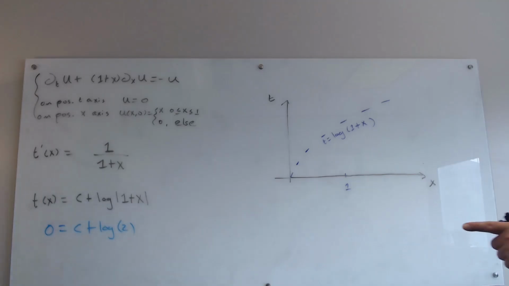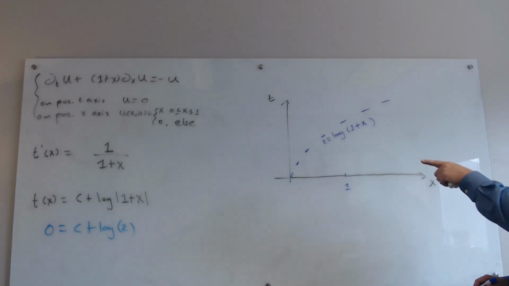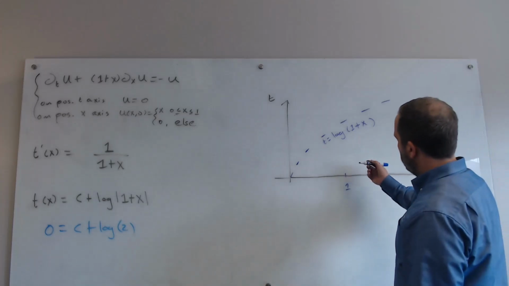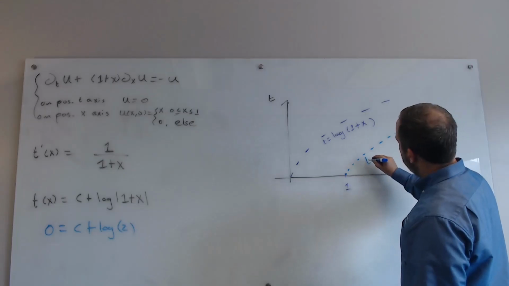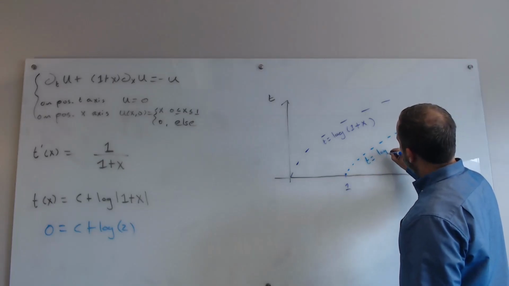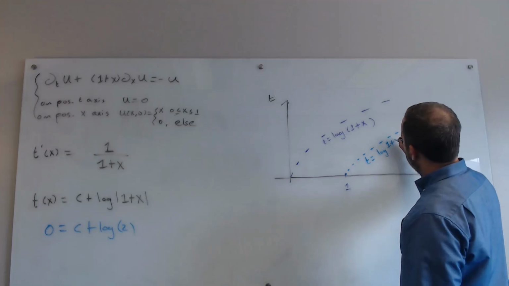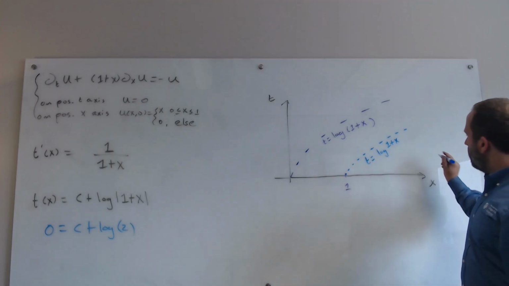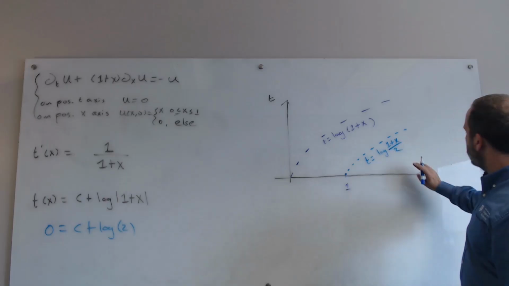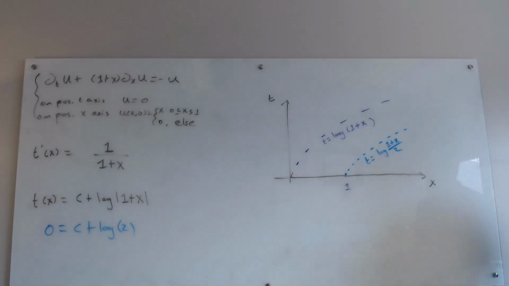We're going to have 0 is equal to c plus log 2. In other words, c is equal to minus log 2. And so here we're going to have t is equal to log of 1 plus x minus log of 2, but I can just write this as log of (1 plus x) over 2, like that. That's what these characteristics are.